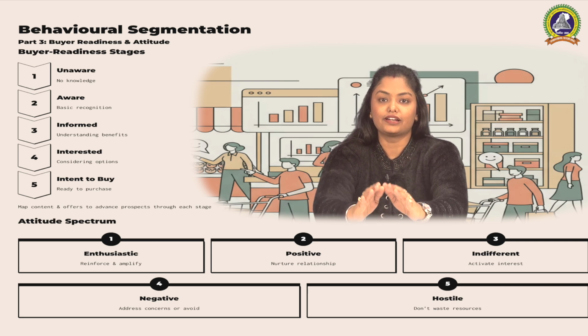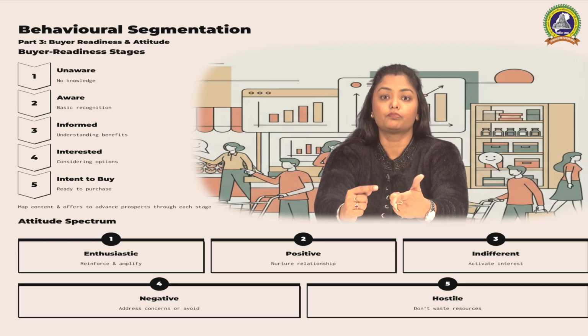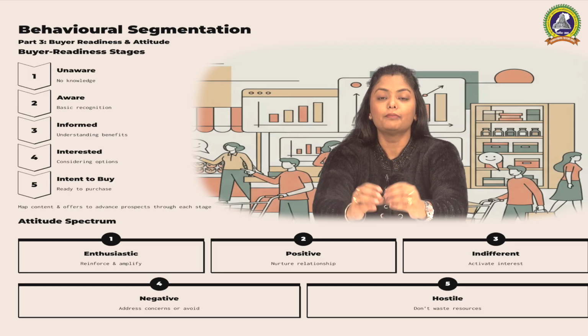Our seventh and final variable is attitude. We can find five attitude groups in a market: enthusiastic, positive, indifferent, negative, and hostile. Marketers can use this to adjust their approach.